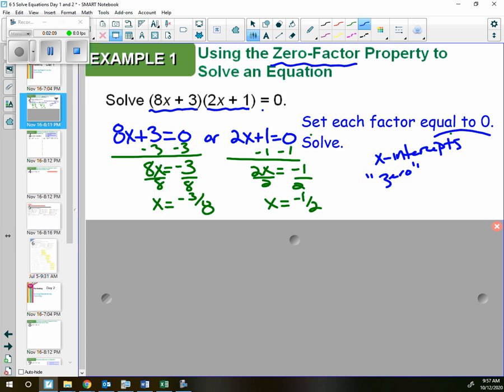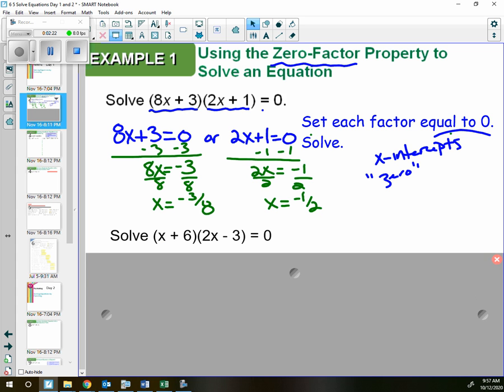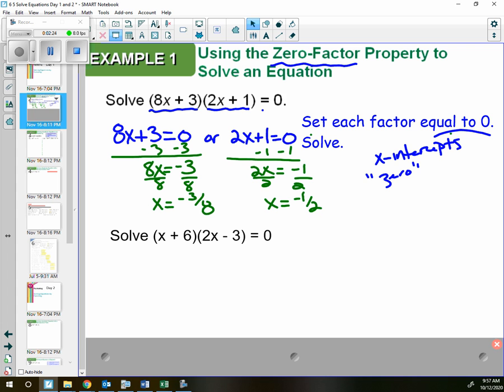So if we multiply these together, we get a degree 2 equation. It's a parabola, and this parabola would cross the x-axis at those two locations. So the zero product or zero factor property just helps us find those two numbers. Set each factor equal to 0 and solve. If it's already factored for you, life is great.